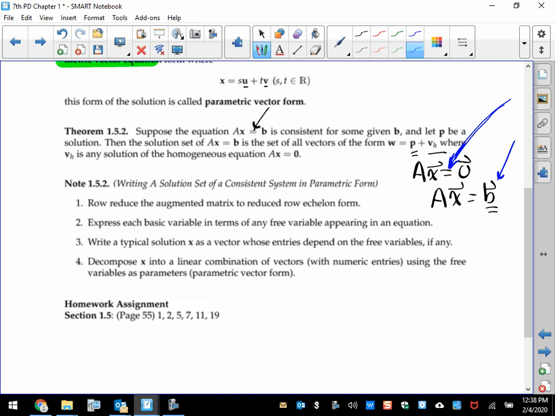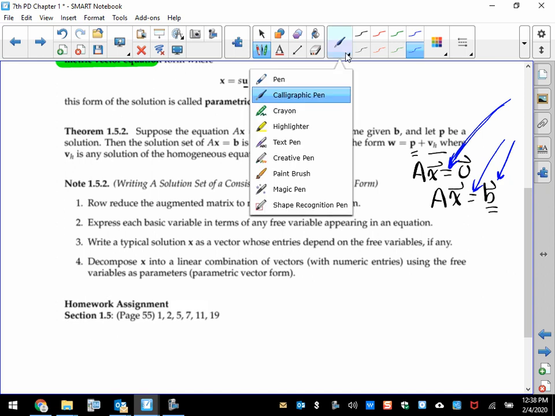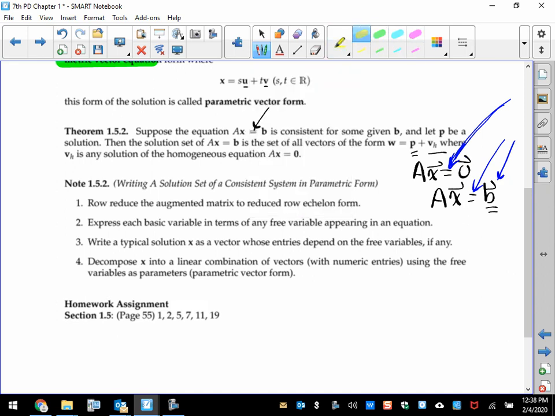What if the homogeneous system has a solution? Then will it be easier for us to find a solution of a non-homogeneous system? And the answer is yes. This theorem says what you can do is write all solutions in the form of the solution VH from the homogeneous system in terms of P, which is the solution of the non-homogeneous system.